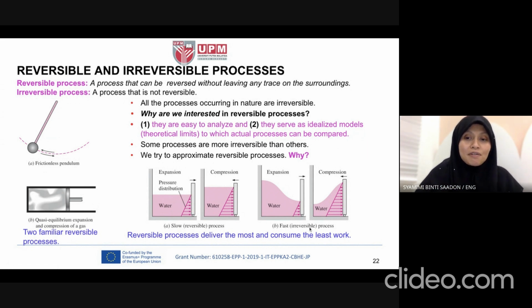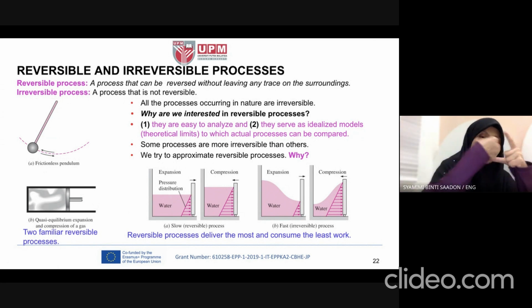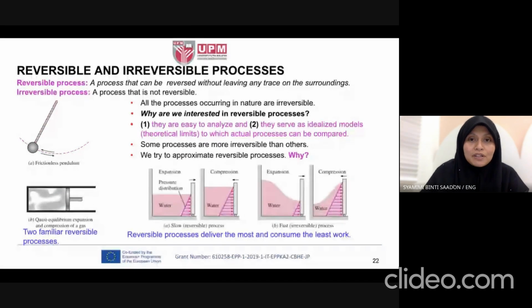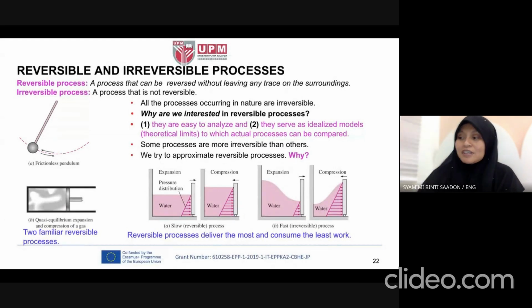Otherwise, if the process is fast, it is irreversible. If we push the piston to compress or expand it quickly, the state of the gas or the water, the fluid inside the piston, might change drastically, right? An example like this: if we throw our phone, our handphone or cell phone, to the floor, if we throw it drastically like that, our phone might be broken.